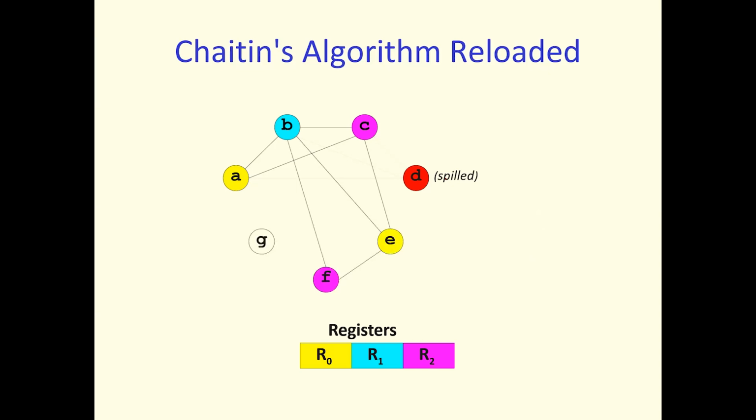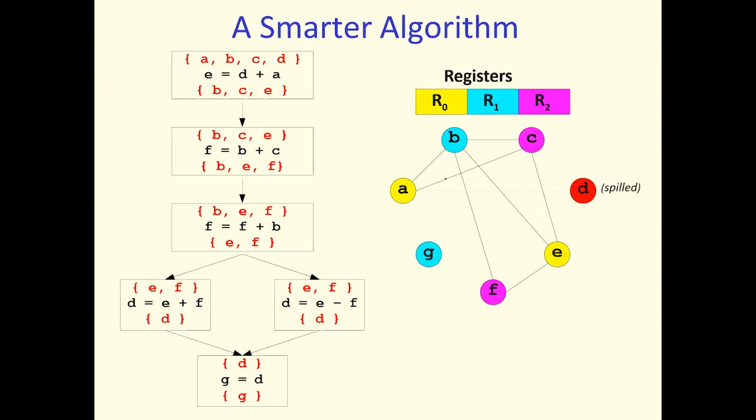Okay, and the rest of the graph can be colored. Right. So this is the case where we were stuck. We removed the node and we were able to color the rest of the graph. Okay. Now there are a few additions on top of Chaitin's which we are not going to describe.